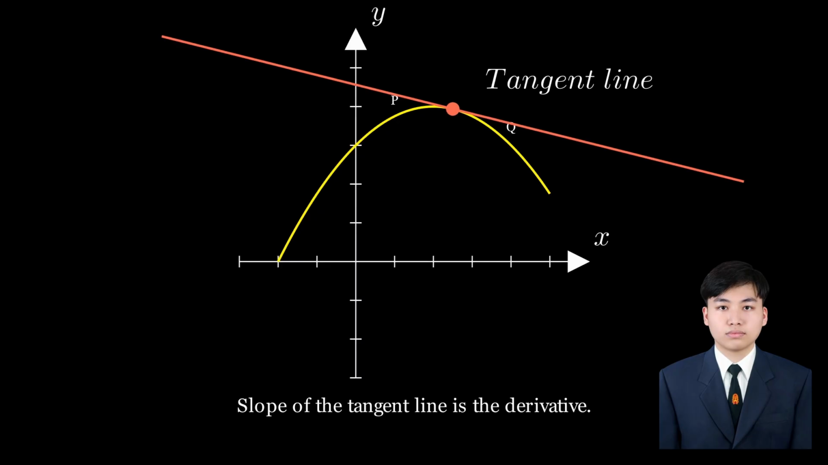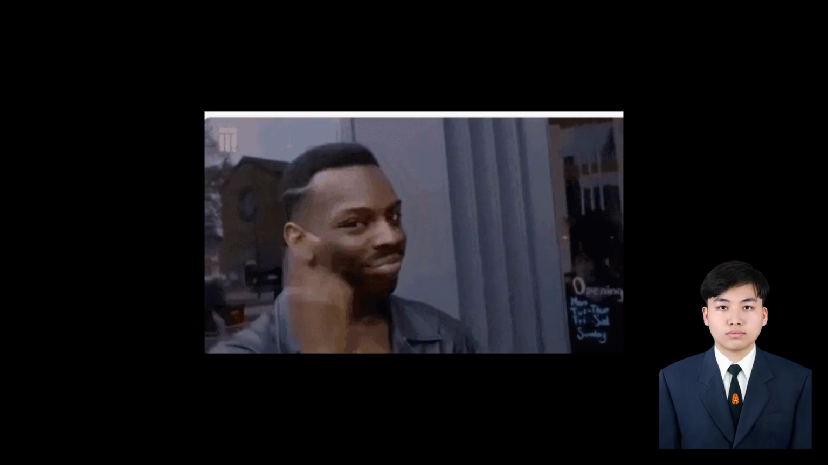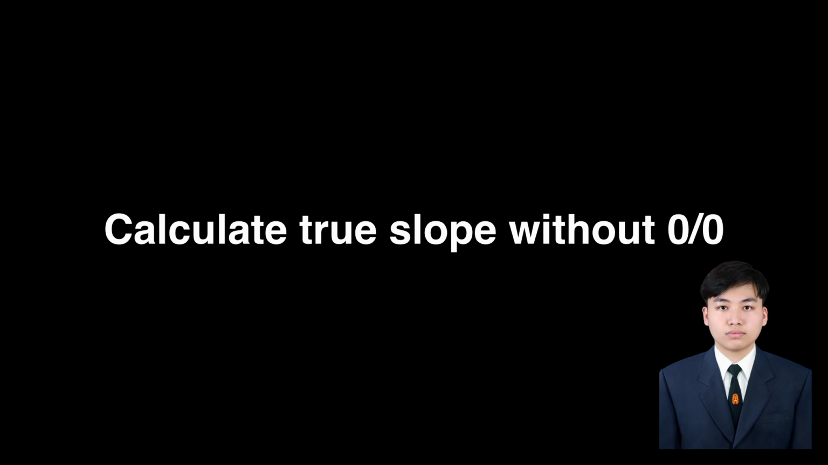The idea of letting delta x become so small that it approaches 0 is the core concept called the limit. This is a clever trick that allows us to calculate the true slope while avoiding the 0 over 0 problem. Now, let's translate this idea of change approaching 0 into a simple visualizable calculation.